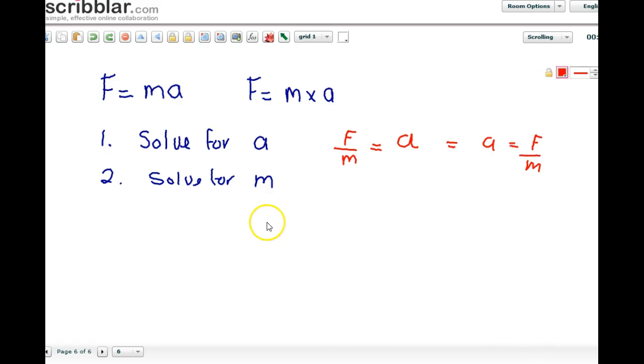So well done if you got that one right. Solving for M is a similar process. I want to get M by itself, so I want M equals. So I notice once again that M is multiplied by A, so to get M by itself I need to divide by A. So dividing both sides by A gives me F over A is equal to M, because on this side the A's cancelled out. And I can rewrite that if I like as M is F over A.